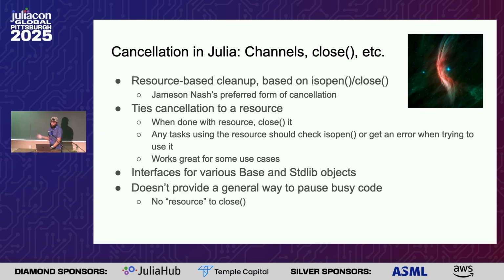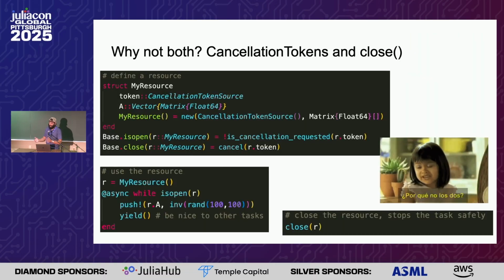And that can work great. We use that in Dagger all the time. It works pretty reliably. There are interfaces all throughout Base and the standard libraries for this. But what if you just want to interrupt generic code? There's not always a resource to cancel. And so it doesn't always provide what you need.